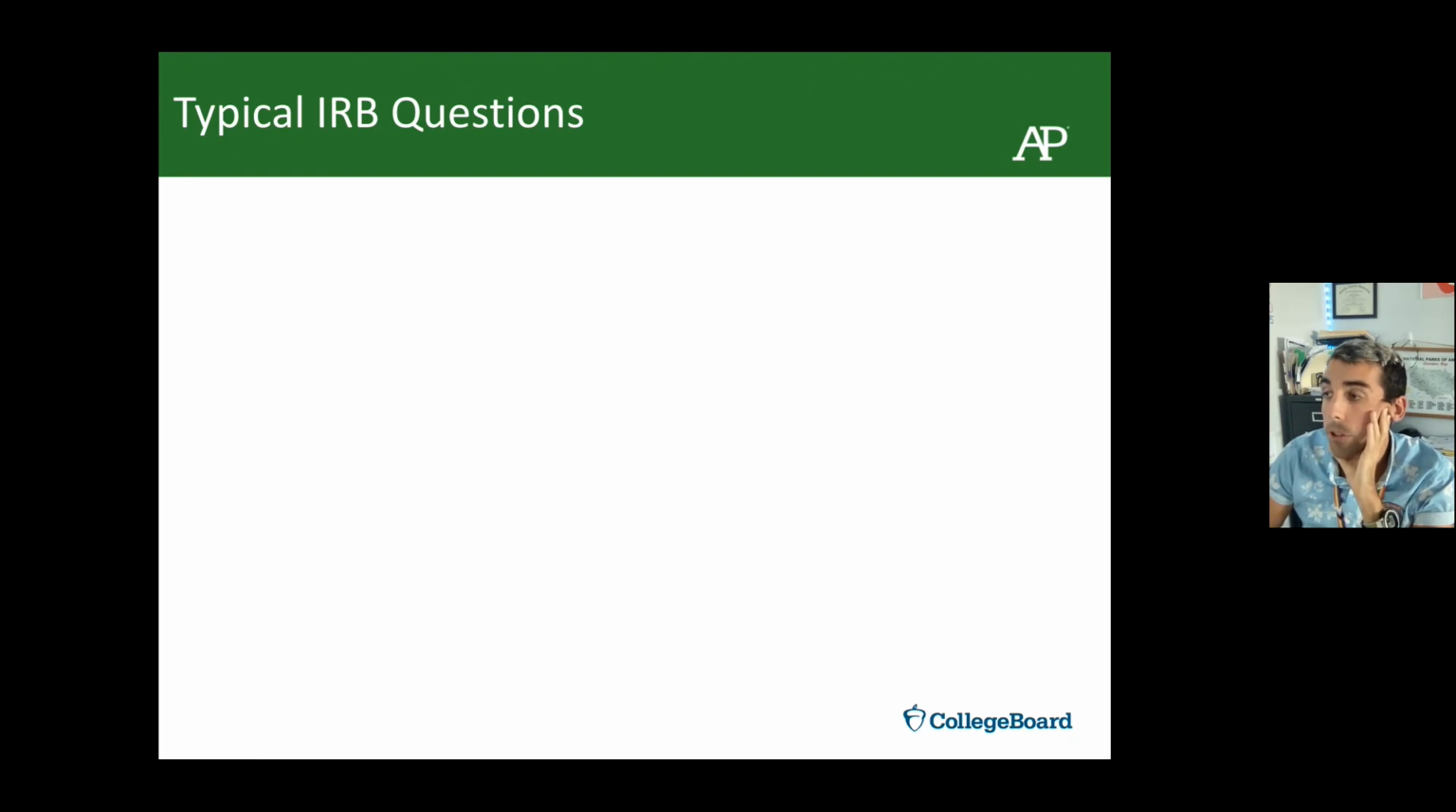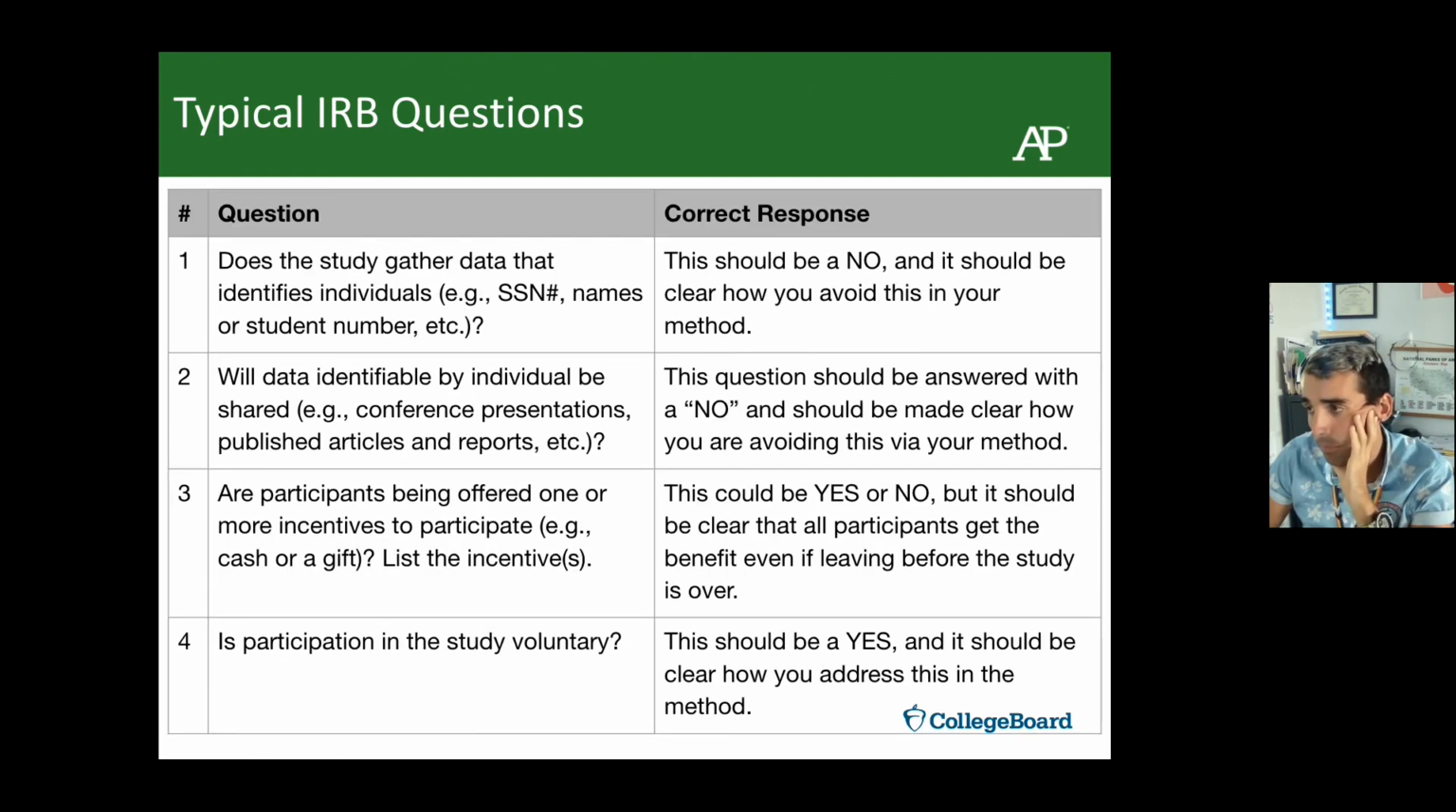Some typical IRB questions that you'll have to answer. So does the study gather data that identifies individuals, ergo social security numbers, names? And your response to this should be very cut and dry, right? There should be no, and it should be clear how you avoid this in the method. Will data identifiable by individual be shared, ergo conference presentations, published articles and reports, etc.? The correct response should be a no, and it should be made clear how you're avoiding this via your methods.